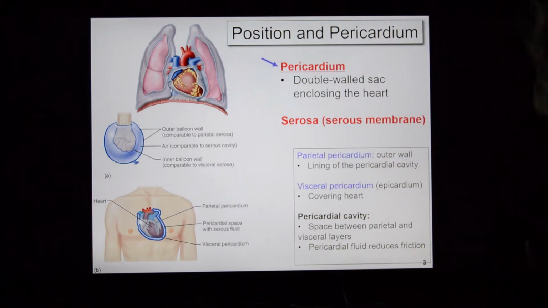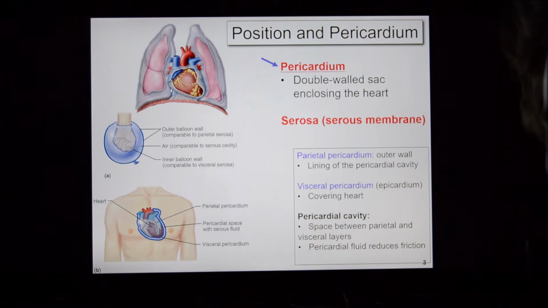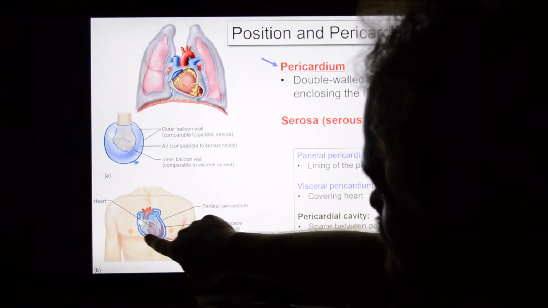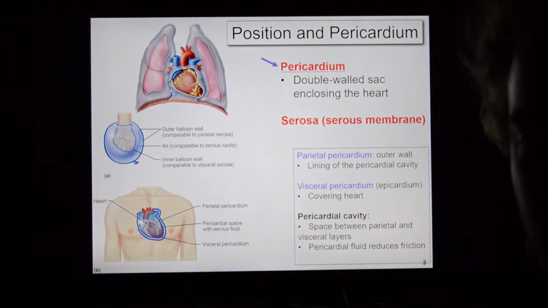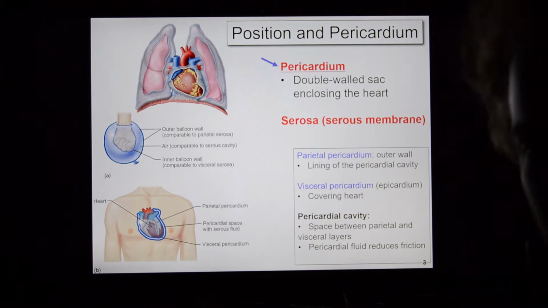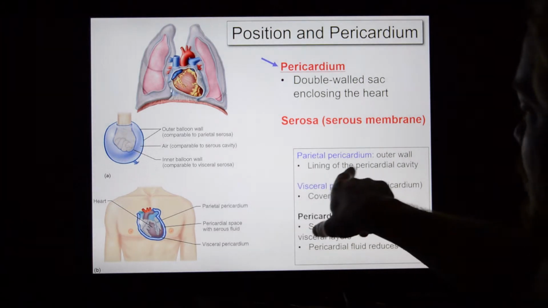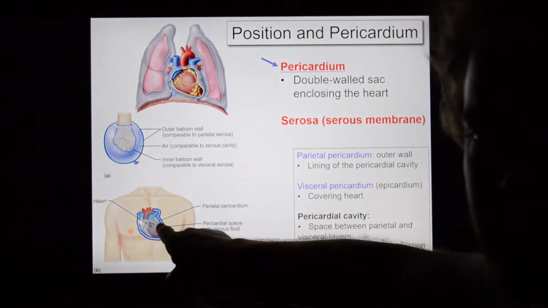The way this works is as follows. The parietal pericardium is a very thin, smooth membrane that lines the internal chamber around the heart. So if somebody's getting a heart transplant and they take their heart out, getting ready to put another one in, the parietal pericardium is still there, surrounding the chamber where the heart would be found.